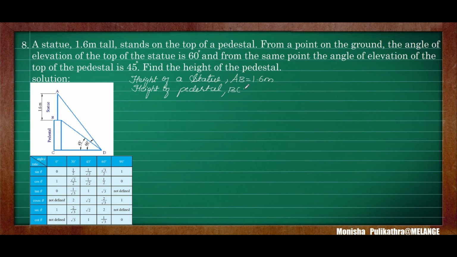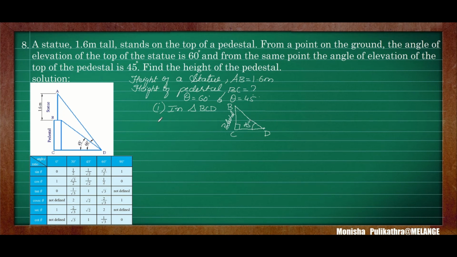The height of the pedestal is BC, which we need to find out, where theta is 60 degrees and 45 degrees. First we take each triangle in turn, starting with triangle BCD, that is the pedestal section. BC is the pedestal, this angle is 90 degrees and the other angle is 45. No side value is given, only the angle.